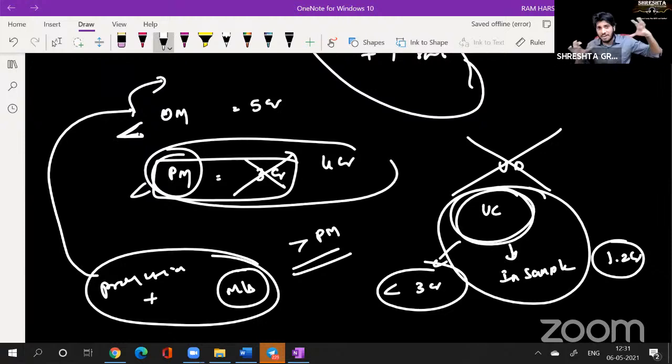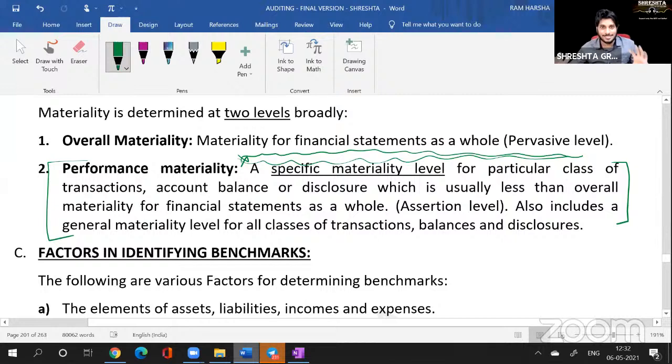Look at the last 5 minutes, which is most important. Whatever I told in the past 5-10 minutes, this is the tiebreaker rule, simply to make you understand the entire concept of uncorrected, undetected, tolerable, performance materiality, overall materiality, anomaly, non-anomaly. So many I have integrated here. Now let's look at the theory. But theory is not as complicated as the example we discussed.